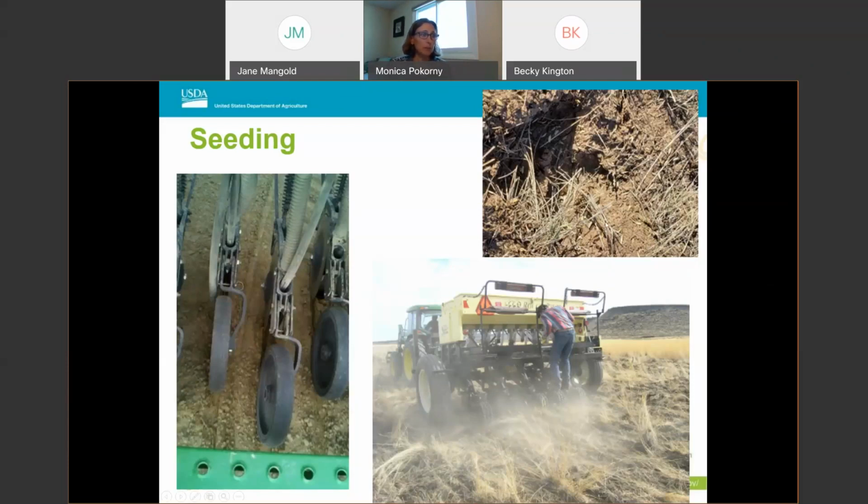If you're broadcast seeding onto a site, there's also equipment you can use to just texture the site, like an imprinter. And you can see what it did here in this rangeland setting. After controlling weeds, it's just created a place for your seed to land, also for water to be captured, just adding a little bit more protection for your seedlings.